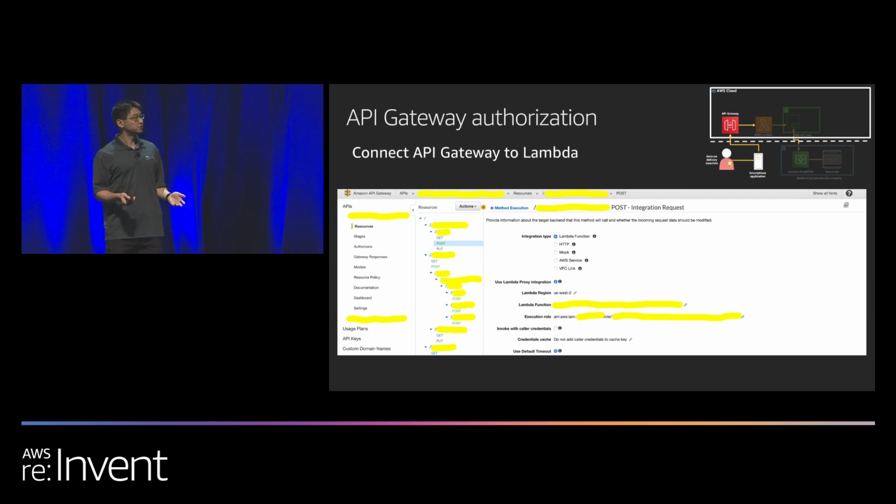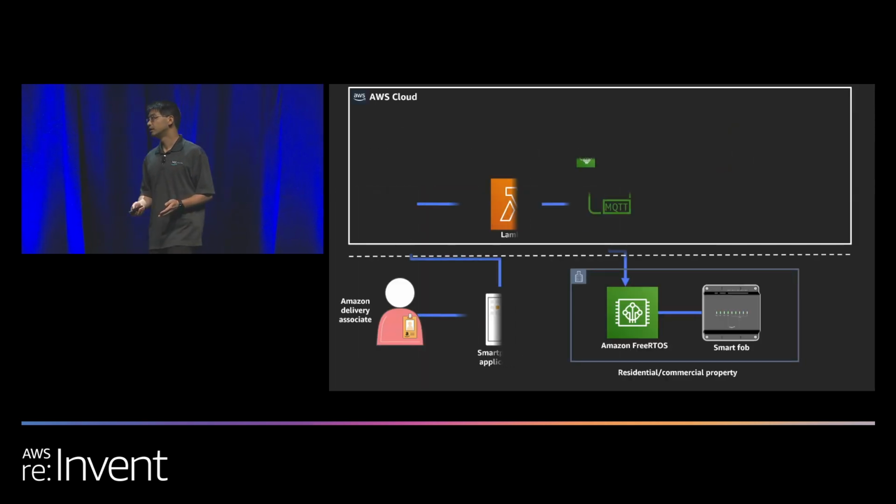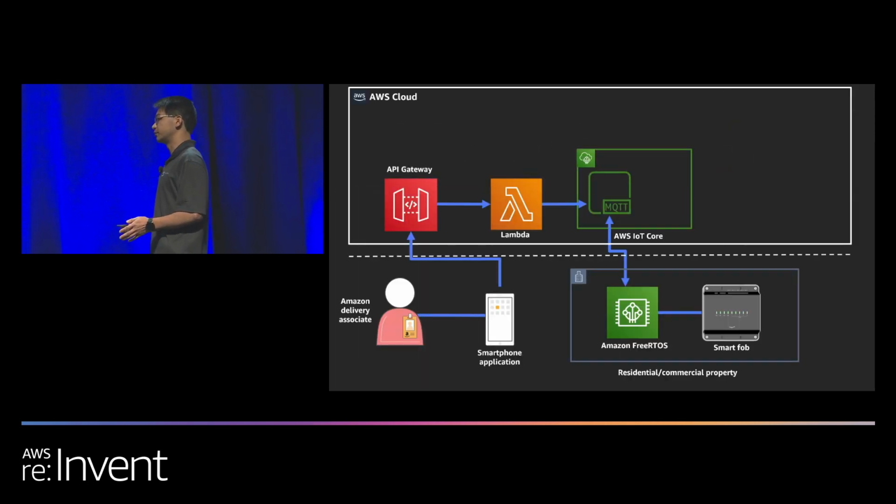So the last step is we connect this API Gateway with our Lambda function. Now we can send a message from the driver's smartphone app all the way to the API Gateway, and then pass this through the Lambda, and Lambda will compose the MQTT message and send this down to the edge device.